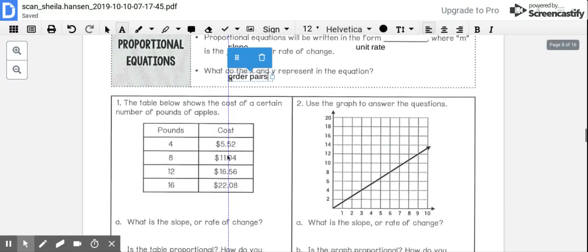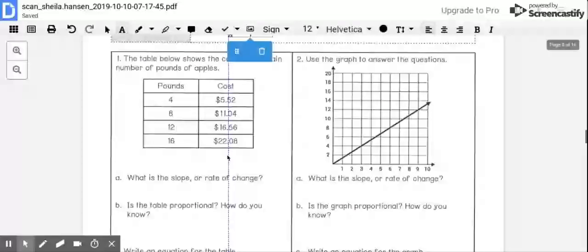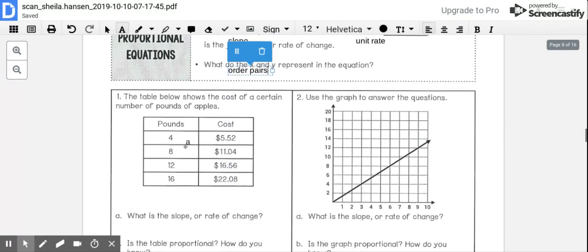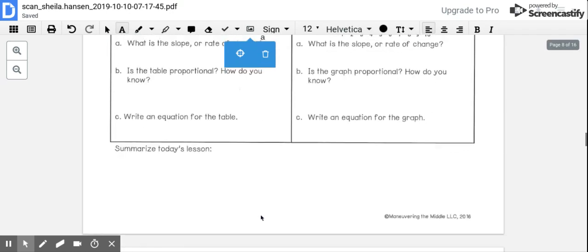So I'm going to go ahead and have you fill out this table now. So you're going to have to figure out the slope or the unit rate here because they don't give it to you per 1. And we'll check that when we get back together.